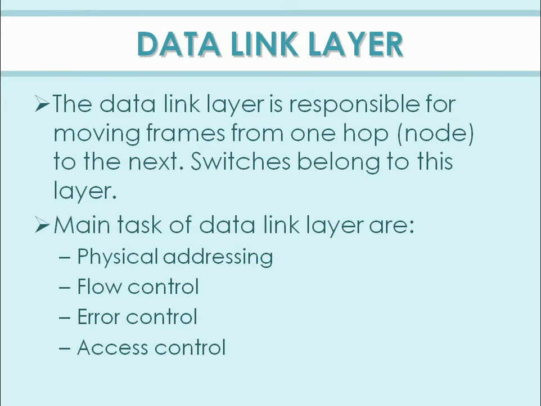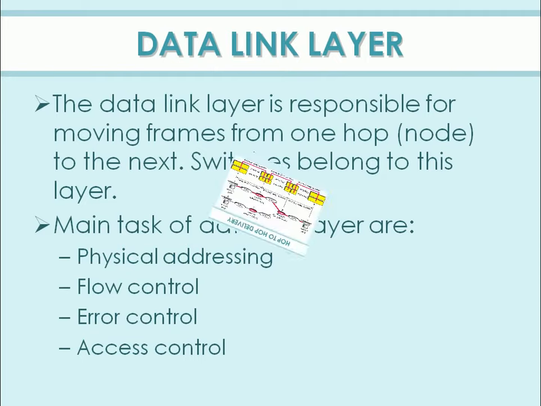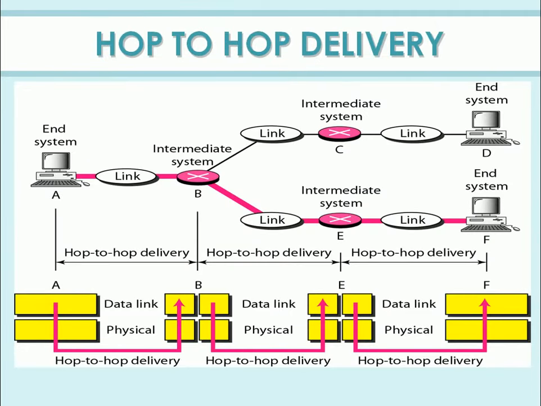Data link layer. The data link layer is responsible for moving frames from one hop to the next. Switch belongs to this layer. The main tasks of data link layer are physical addressing, flow control, error control, and access control. Here is a diagram that shows physical layer and data link layer.